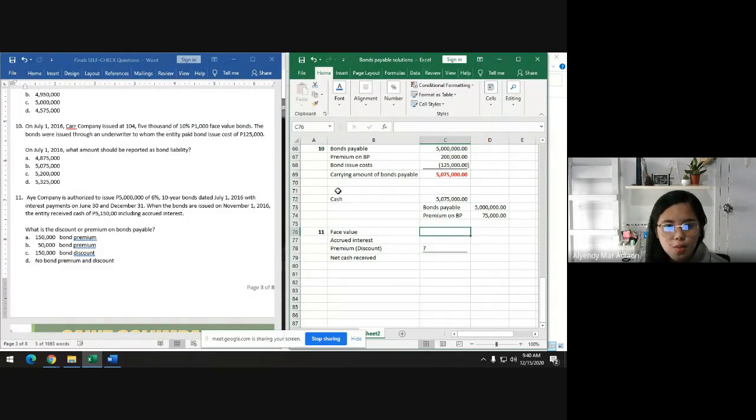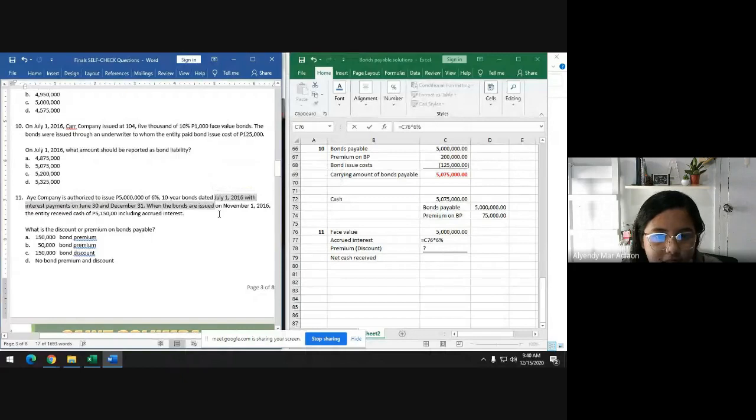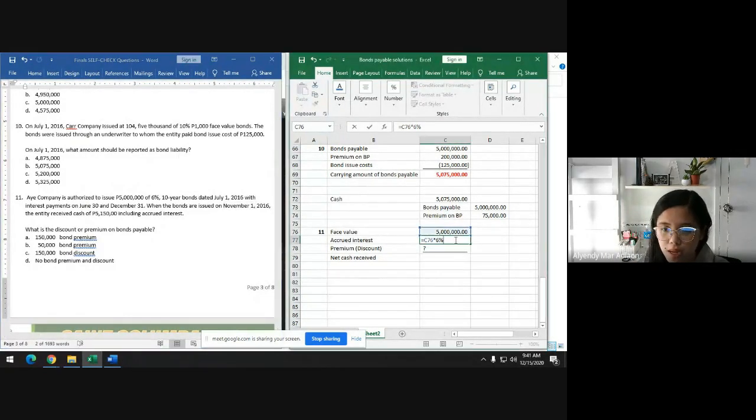So, start first with the face value. The face value is 5 million. How much is the accrued interest? 5 million times 6%. How many months? The date of the bonds is July 1. It was issued on November 1. Starting from July 1, then August 1, September 1, October 1, then November 1. That is 4 months, so times 4 over 12. So, we have accrued interest of 100,000.